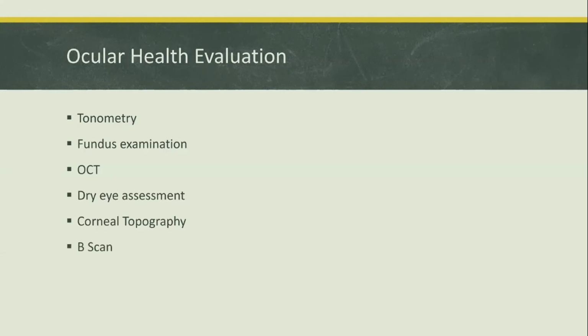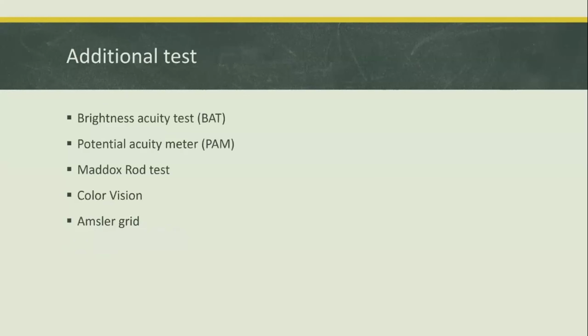B scan: when you are not able to see the fundus, B scan is advised if needed. So, what are the additional tests required for cataract? As I was telling, glare and halos are the major complaints by patients who are diagnosed with cataract. So you can do the brightness acuity test, which evaluates the effect of glare on visual performance. It helps assess functional vision in patients with cataracts.